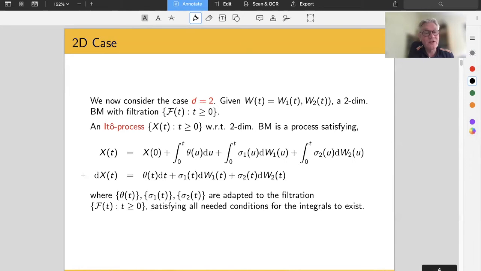And we can write that in differential form. Of course, that is always the more convenient form to work with. We would write dXt is equal to theta t dt plus sigma 1t dW1t plus sigma 2t dW2t. Here we see three functions appearing: theta t, sigma 1t, sigma 2t, and they are adapted to the filtration Ft, t greater or equal to 0, and we assume that these three functions satisfy all the needed conditions for the integrals to exist. So this is the definition of the Ito process in the two-dimensional case.